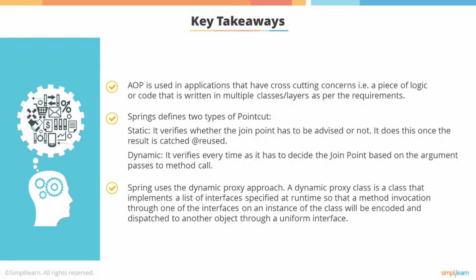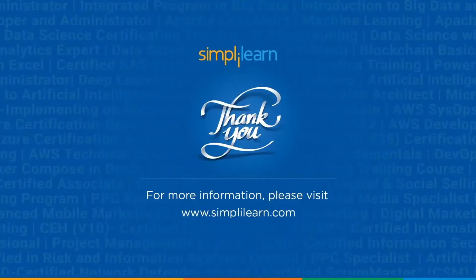A dynamic proxy class is a class that implements a list of interfaces specified at runtime so that a method invocation through one of the interfaces on an instance of the class will be encoded and dispatched to another object through a uniform interface. Now with that, we have come to the end of this session on Spring MVC in-depth tutorial.